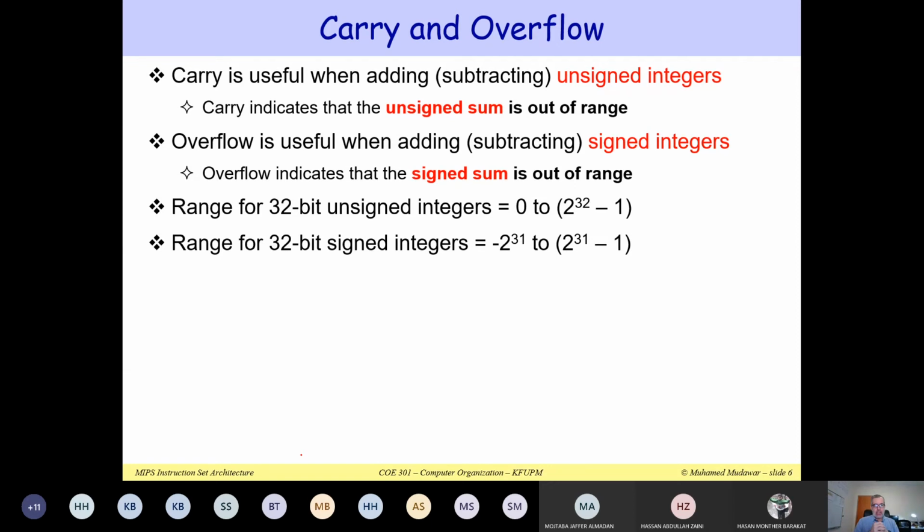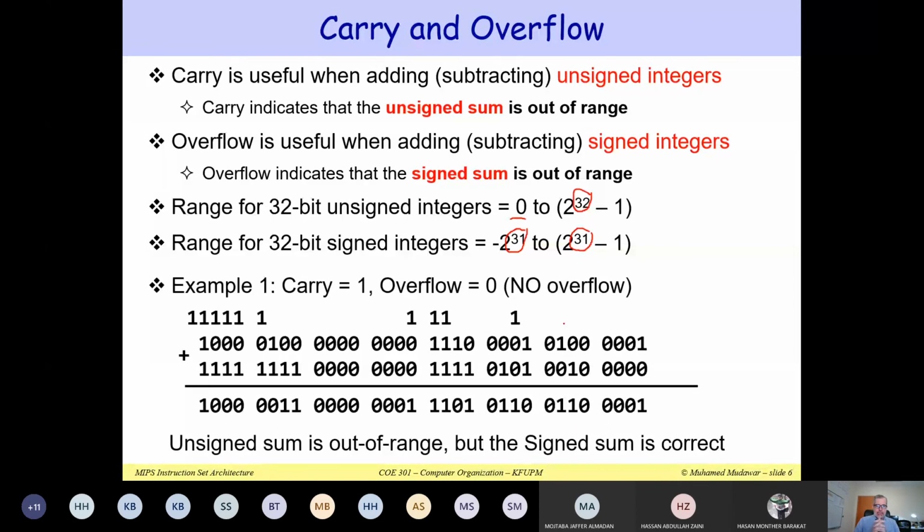So the range here is specified for 32-bit integers. Notice that for 32 bits, for unsigned, it's 0 to 2 to the power 32 minus 1. In the case of signed integers, it's negative 2 to the power 31 up to 2 to the power 31 minus 1, because it's n minus 1.